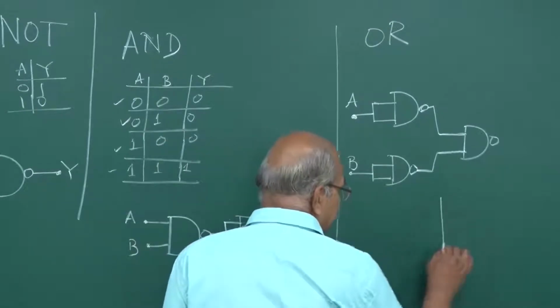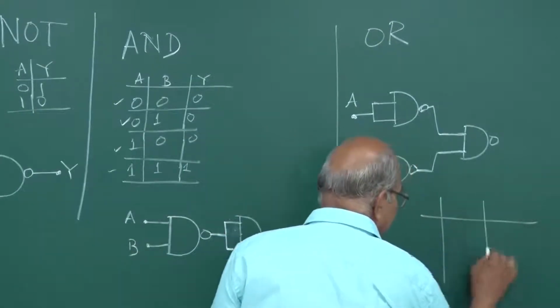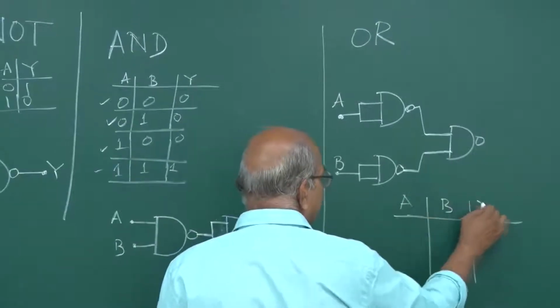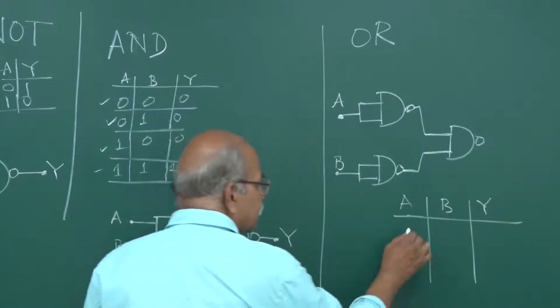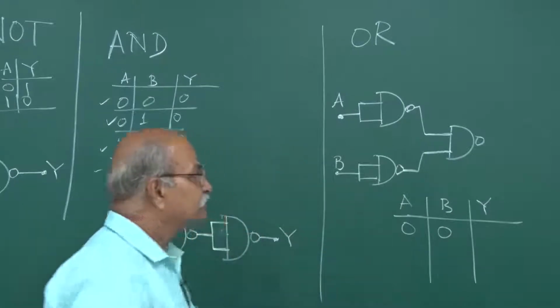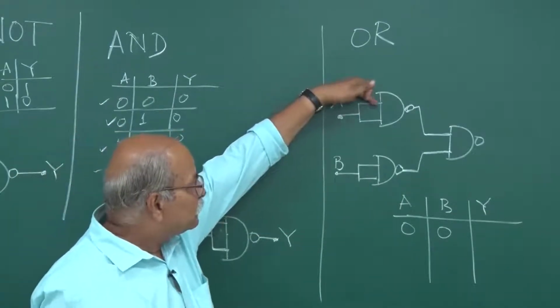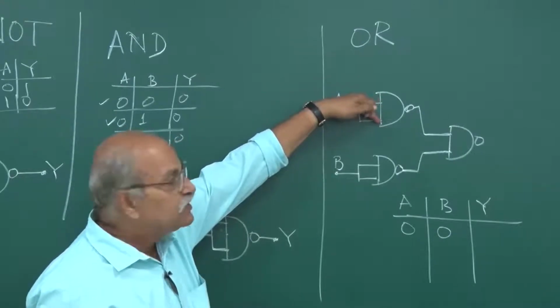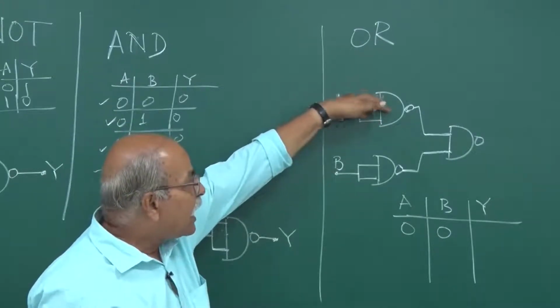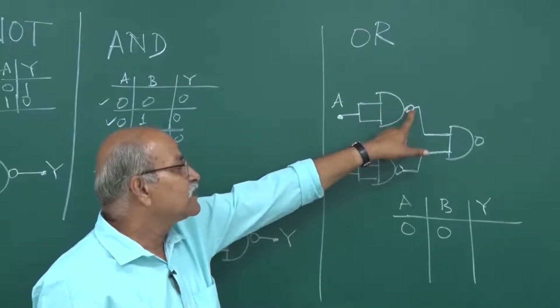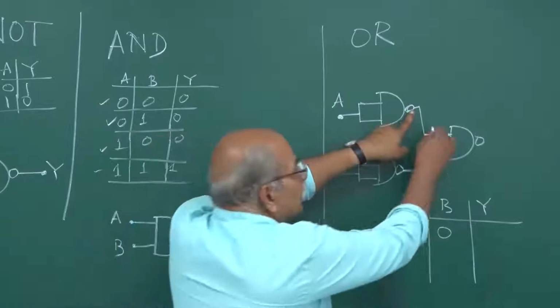So let us make the truth table for this circuit. A is here, B is here, and Y is here. First, A and B are both 0. A is 0. So this input is 0. This input is 0. 0 and 0 AND will give me 0. NOT of that will give me 1. So here it is 1.